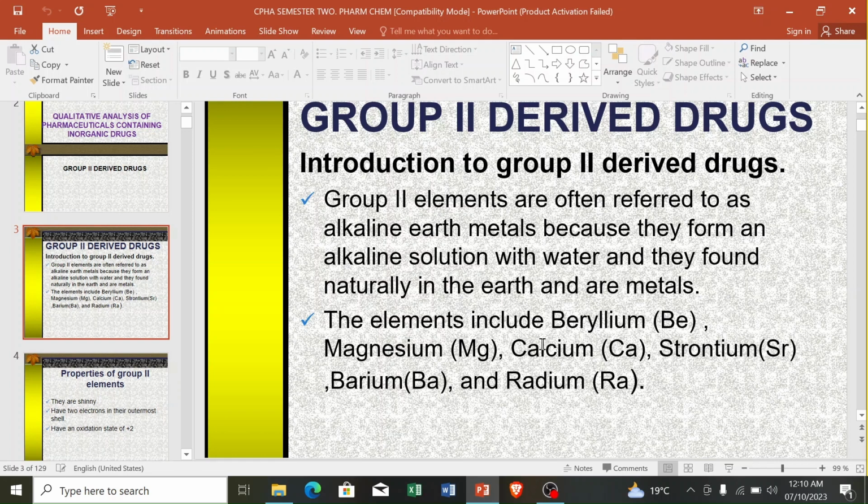The elements of group 2 include beryllium, with chemical symbol capital B small e; magnesium, capital M small g; calcium, capital C small a; strontium, capital S small r; barium, capital B small a; and radium, capital R small a. This is their arrangement down the group: the first element is beryllium, followed by magnesium, calcium, strontium, barium, and lastly radium.